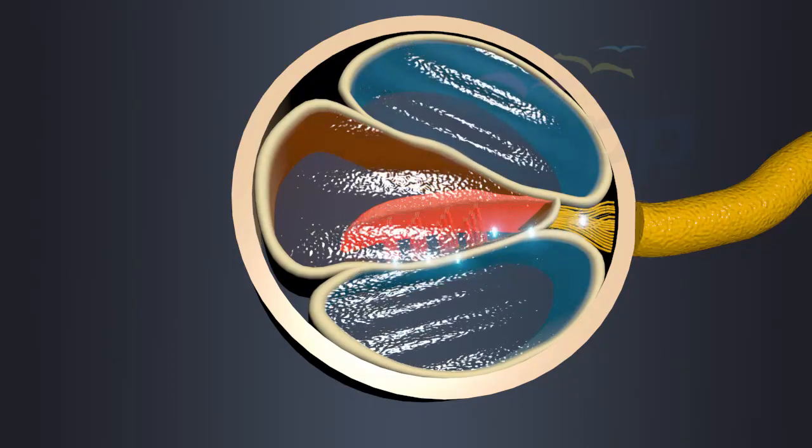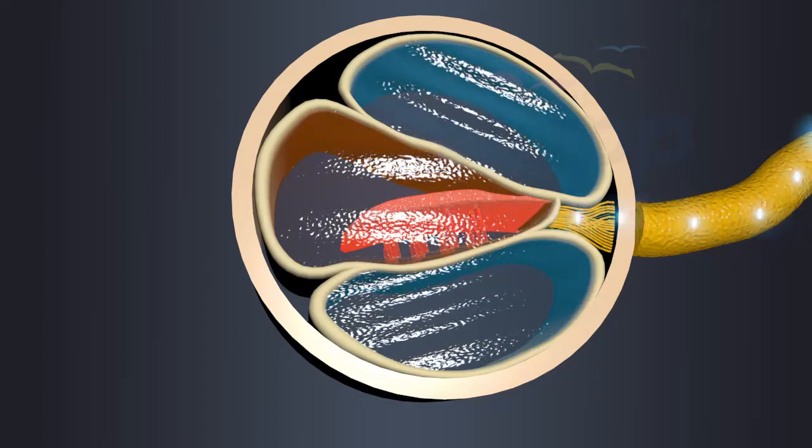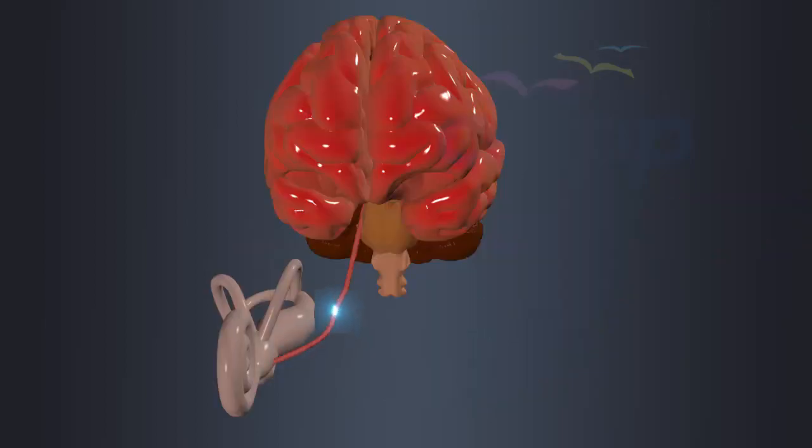Auditory nerves carry these electrical signals generated by the hair cells and transmit them to the auditory processing centers in the brain, where these signals are interpreted as sounds.